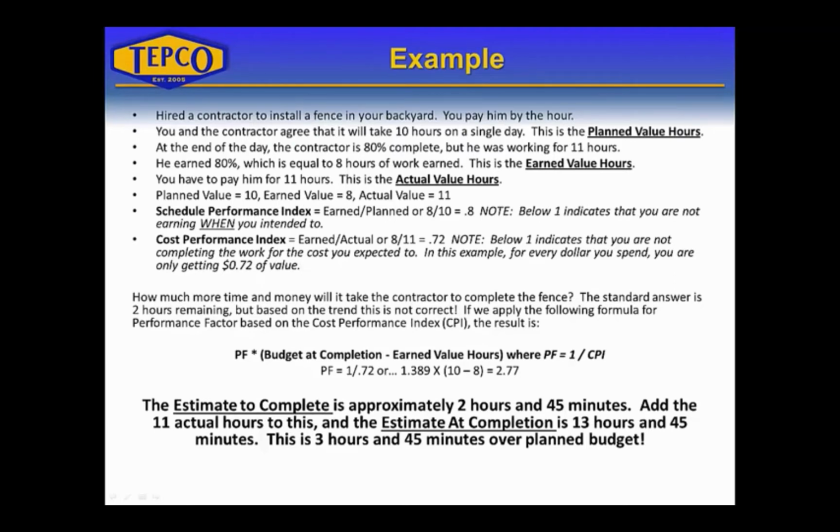If we apply the following formula for a performance factor based on the cost performance index, CPI, the result is the performance factor multiplied by the budget at completion minus the earned value hours, where the performance factor is 1 divided by the CPI. So in this example, the performance factor is 1 divided by 0.72, or the answer is 1.389 times 10 minus 8 equals 2.77. So the estimate to complete is approximately 2 hours and 45 minutes.